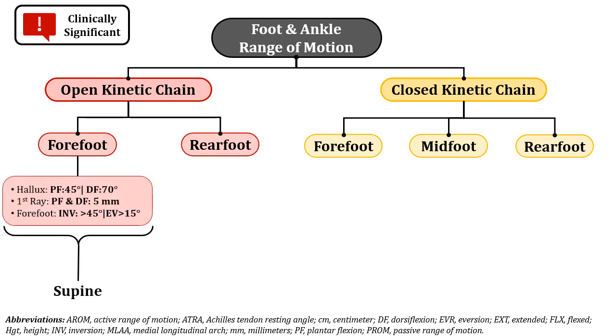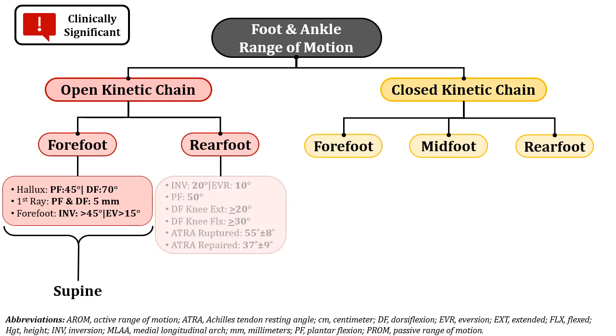Okay, so clinical significance and summary. So we talked about the open kinetic chain and closed kinetic chain. So here are the values. So your hallux should plantar flex 45 and 70 degrees respectively for plantar flexion and dorsiflexion in the open kinetic chain. We want that first ray to move by 5 millimeters. Inversion and eversion should be 45 and 15 degrees respectively, with the forefoot. When we look at the rear foot, inversion to eversion is going to be a 2 to 1. Plantar flexion is going to be 50 degrees.